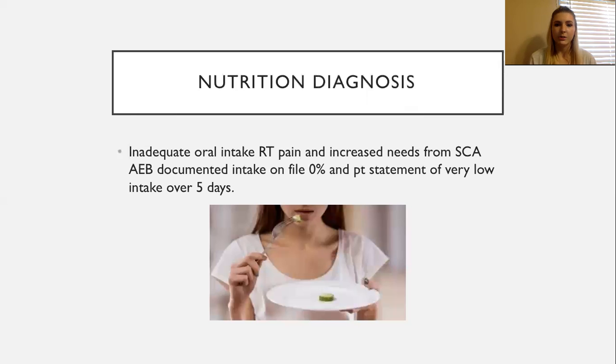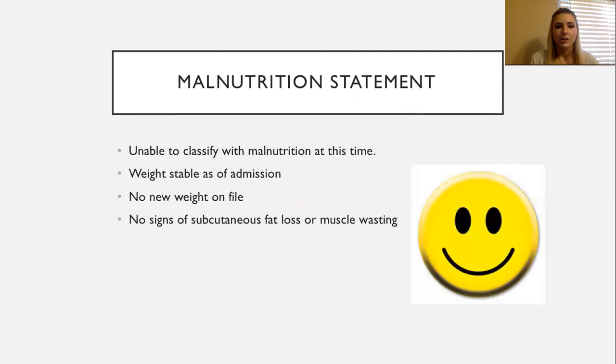So for her nutrition diagnosis, her PES statement, I just said inadequate oral intake related to pain and increased needs from the sickle cell anemia, as evidenced by documented intake on file, 0%, and the patient just telling me that she had not eaten hardly anything over 5 days. So I didn't classify her with malnutrition because her weight was stable over time. As of admission, I did not get a weight towards the end of admission, however, but when she got here, her weight was stable from last time she had been here over several months. There wasn't any new weight on file, like I said, and I didn't see any signs of subcutaneous fat loss or muscle wasting on her.